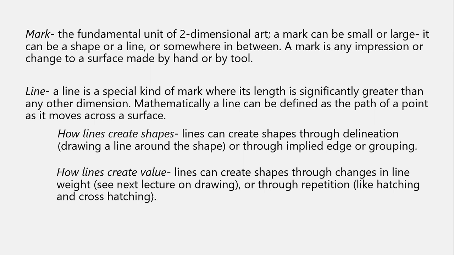Okay, so what is a line? The main thing that's different about a line compared to a mark in general is that the important quality of a line is its length, right? That it's going from point A to point B, whether that's in a straight line or a continuing meandering sort of line. That's the thing that makes it a line. Mathematically, a line can be defined as the path of a point that moves across the surface.